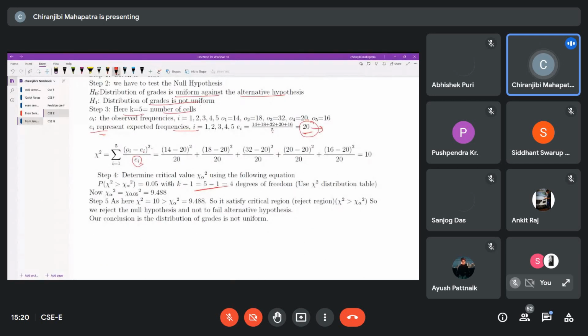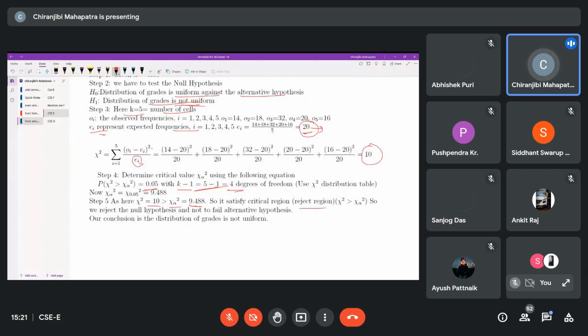So the probability of chi-square greater than chi-square alpha is 0.05 with k minus 1 equals 5 minus 1, 4 degrees of freedom. Okay, use the chi-square distribution table. Chi-square equals 10 is greater than chi-square alpha, because here we got 10 and chi-square alpha is 9.488. So obviously it is on the right hand side, so that is why it falls under the rejection region. So we reject the null hypothesis that the grades are uniform. The distribution of grades is not uniform.